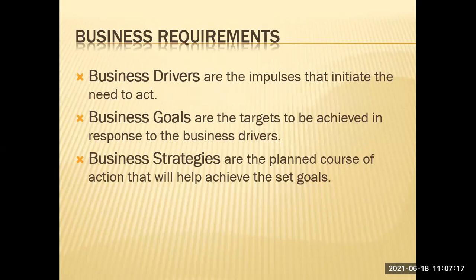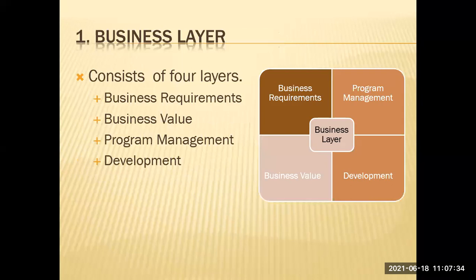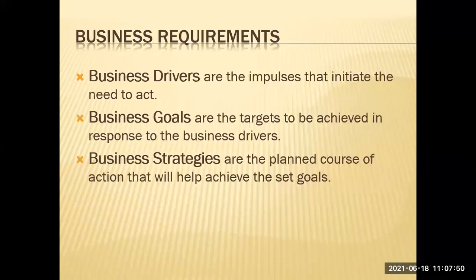Let us understand these one by one. Remember how we are moving through the architecture. The outer layer is your business layer, made up of four components. In this, we are talking about the first component, that is business requirement. This business requirement is again made up of 3 points or three sub layers, you can say. Which are those three sub layers? You have business drivers, business goals, and business strategies.